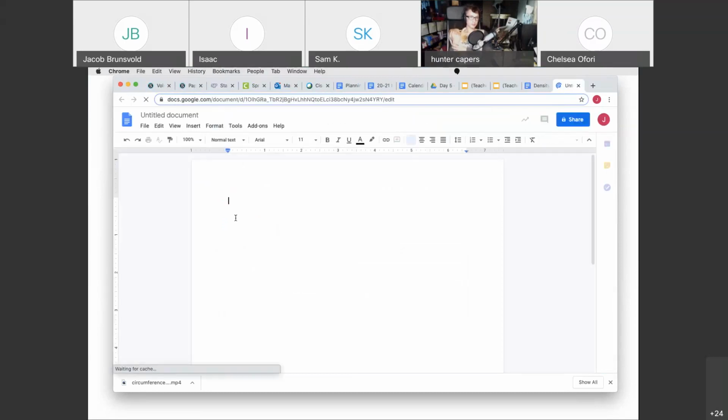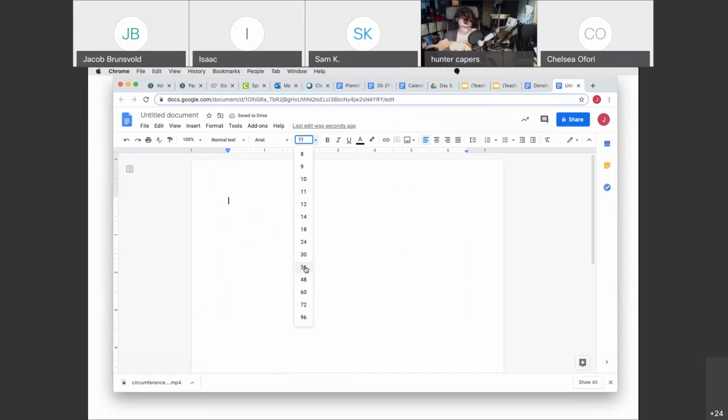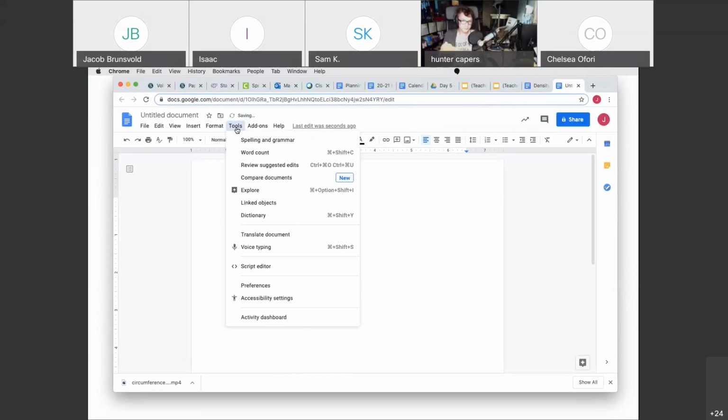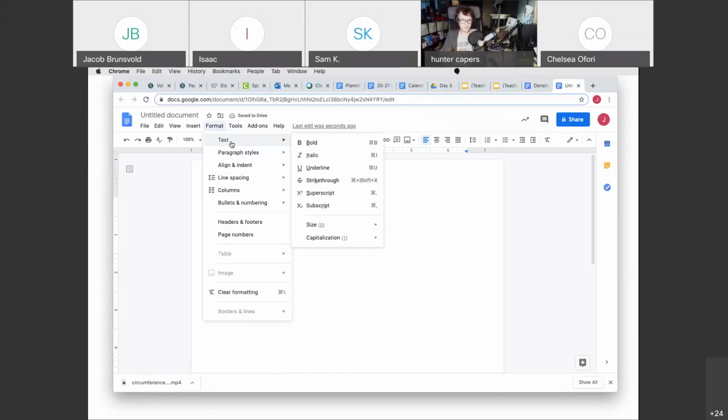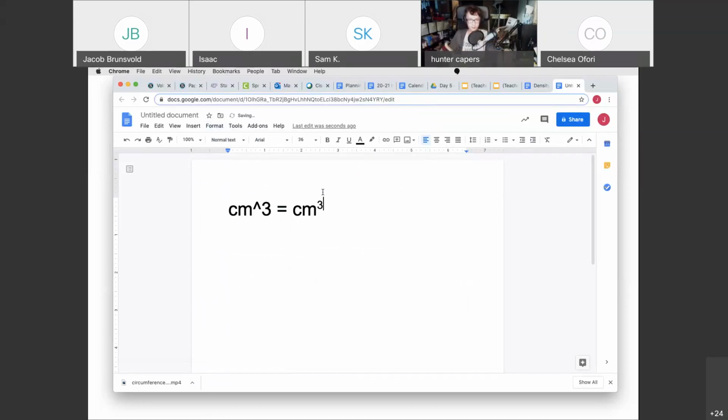this. Let's get this big so you all can see it. 36 CM to the third means the same thing as CM cubed, like that. So if you ever want to use this as a shorthand to tell me that it's supposed to be cubed, that's an okay way to do it.